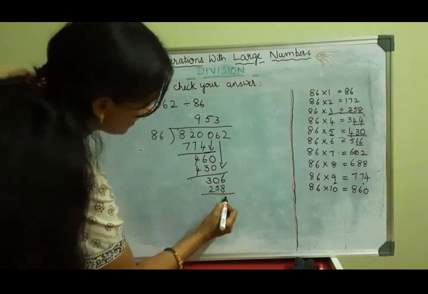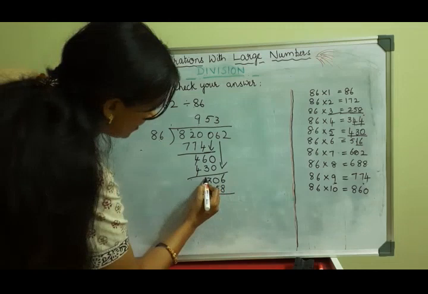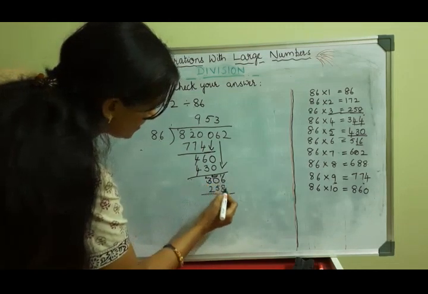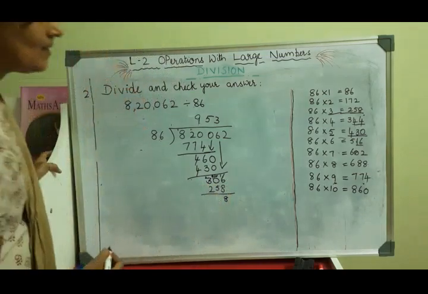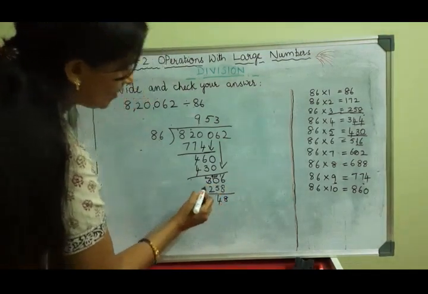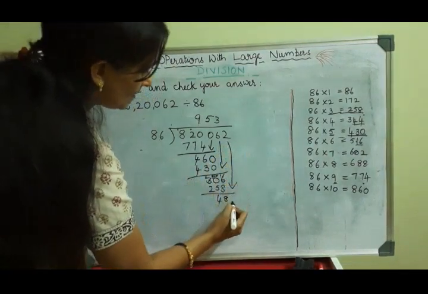Now subtract. 16 minus... here you cannot subtract. Here only you have to take 10, it will become 9, it will become 16. 16 minus 8, 8. 9 minus 5, 4. 2 minus 2, 0. Now you have to bring 2 down.